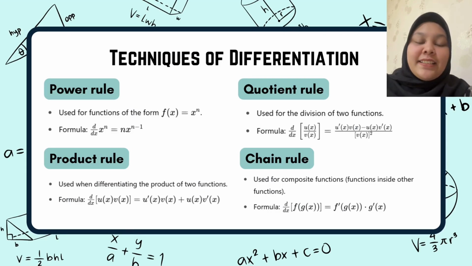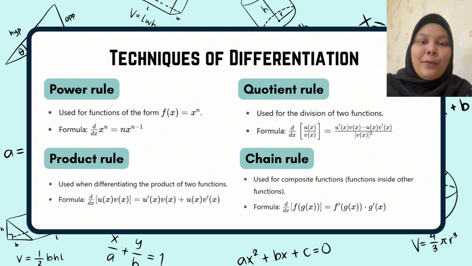But what are the techniques of differentiation? We have 6 types of differentiation. The first one is power rule. It is used for functions of the form f(x) equals x to the power of n. Second, we have quotient rule. Usually, if we encounter questions with division of 2 functions, we must apply the quotient rule.